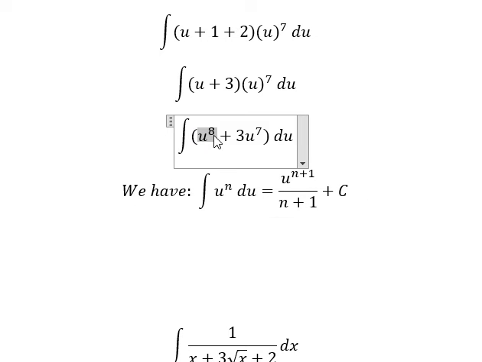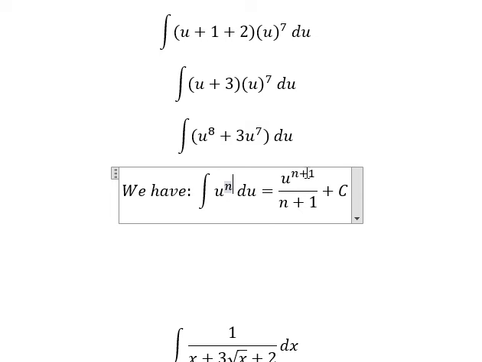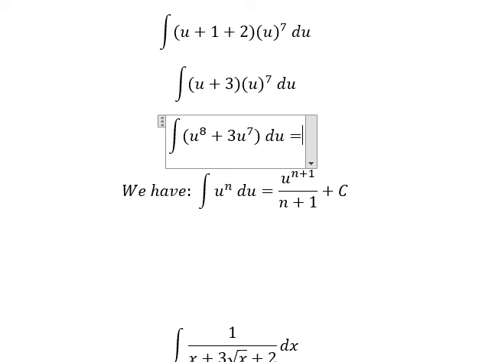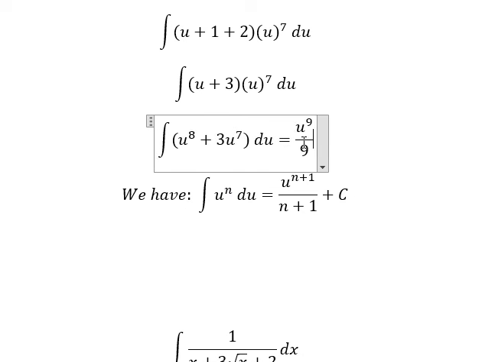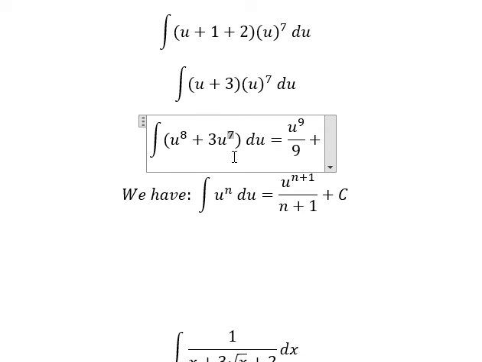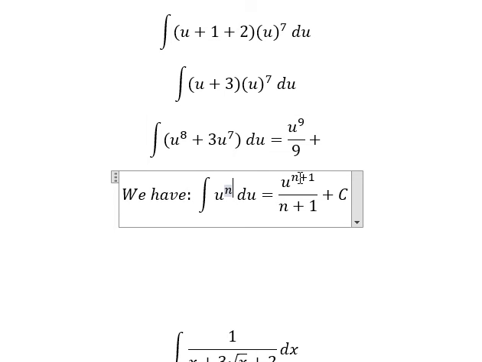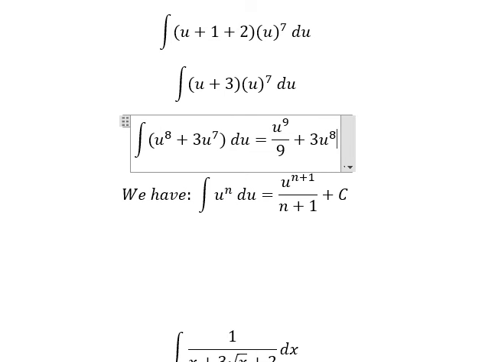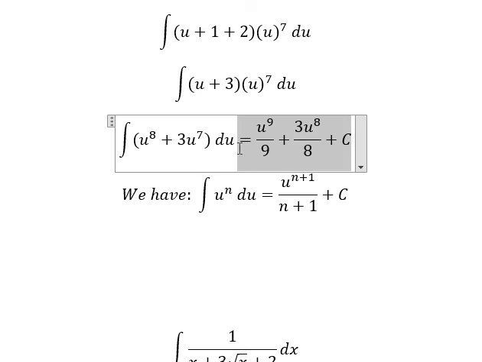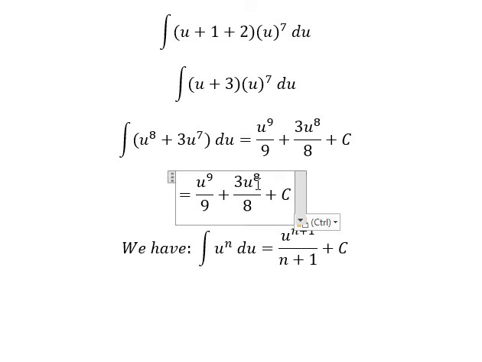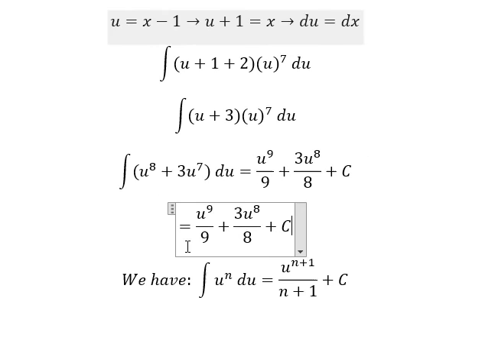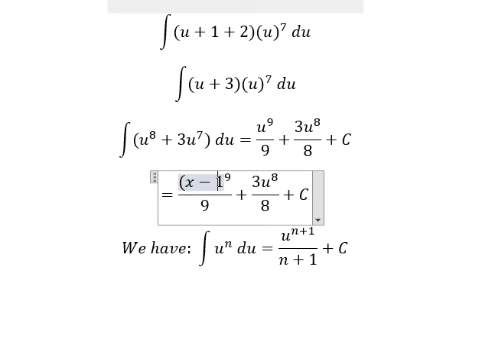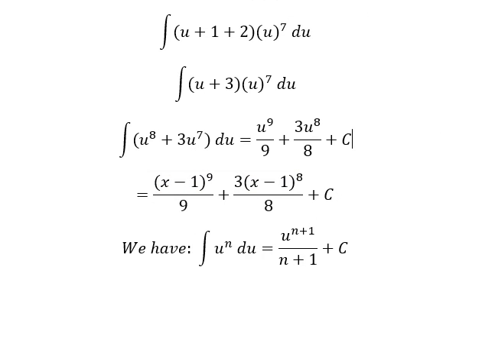So I will put number 8 here. So 8 plus 1 we have number 9. The next one, number 7, I will put in here. So 7 plus 1 we have number 8. About u, that is s minus 1. And this is the final answer.